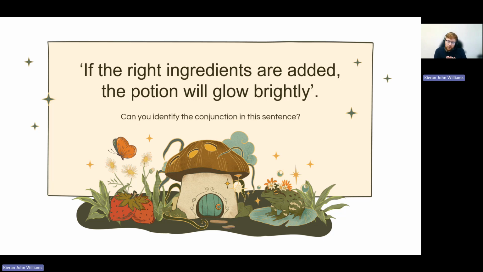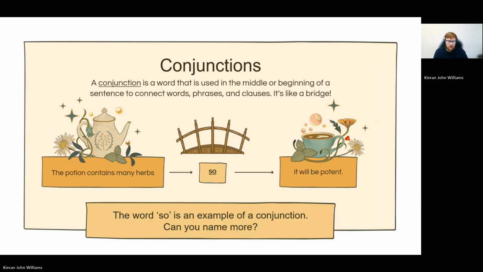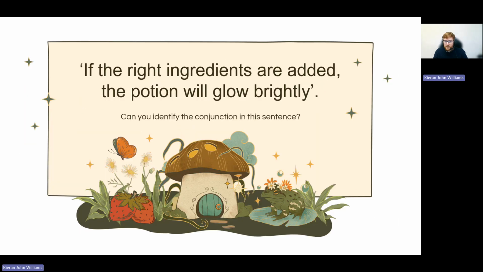So let's have a look at this other example sentence we've got here. If the right ingredients are added, the potion will glow brightly. So where is the conjunction in this sentence? Okay, it is if. So if here gives us a condition. Like if we do this thing, then this other thing will happen. If we don't do this thing, then the other thing won't happen. So we've connected them together using the conjunction if.